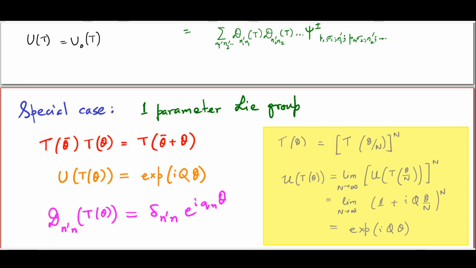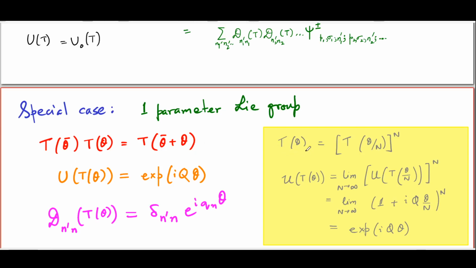One single parameter theta is what labels the elements, and the composition rule then becomes very, very simple. T of theta bar times T of theta, where theta bar and theta are two different values of the parameter, is simply T of theta bar plus theta. Now, if this happens, then the corresponding unitary operator acting on the Hilbert space, U corresponding to T of theta, has this very simple form. It's e to the power i capital Q of theta, where capital Q is some Hermitian operator acting on the Hilbert space.